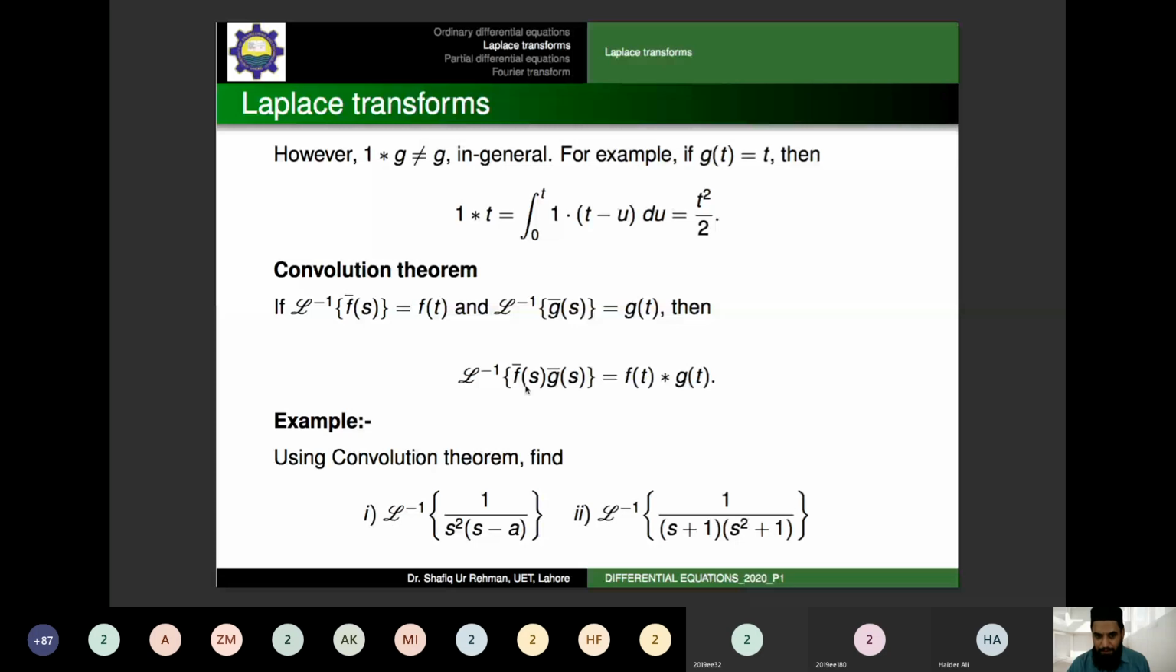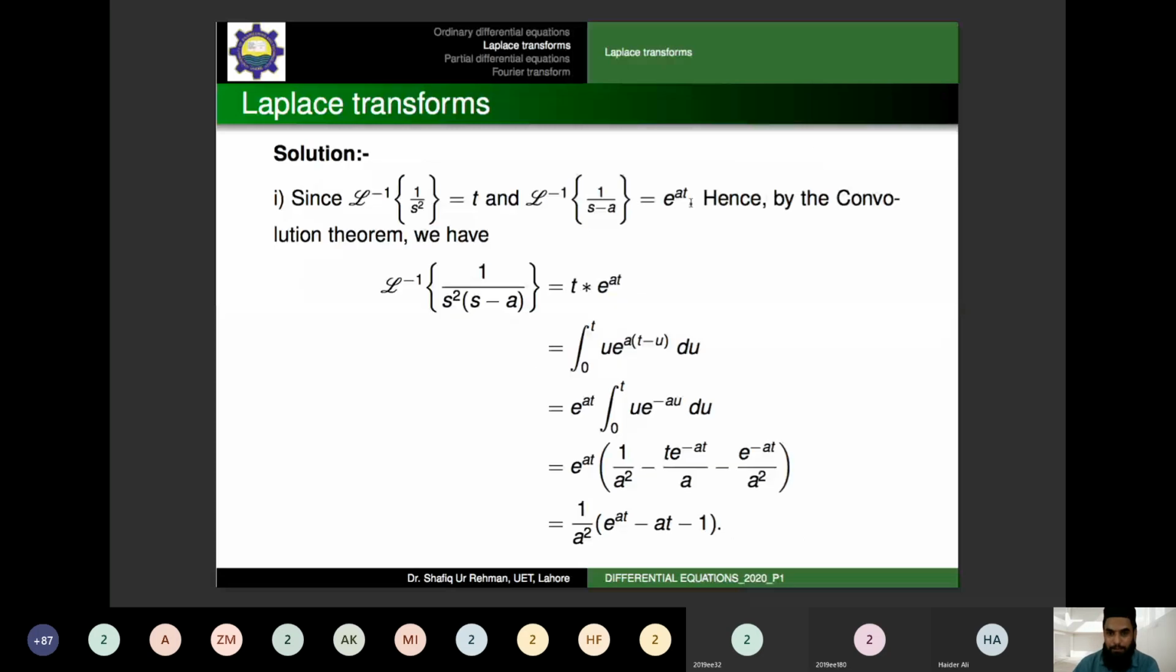So for f bar there should be a Laplace inverse, and for g bar there should also be a Laplace inverse. So what is the Laplace inverse of 1 upon s minus k? We know that t is there, and then 1 upon s minus a gives e raised to power at from the table. We have the inverse of the first factor over there, and the inverse of the second factor. So the first one is t, and for the second one it's e raised to power at.